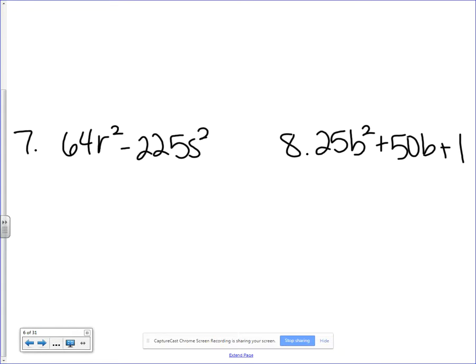If you look at the front of your sheet, everybody flip them over. Do you have 64 and 225 circled? You do, which means I'm ready to make conjugates. In fact, how are you going to make 64r squared? 8r and 8r. How are you going to make 225s squared? 15s, and 15s. And then what do we know about our symbols? They're going to be different. It doesn't matter if you go plus minus or minus plus.